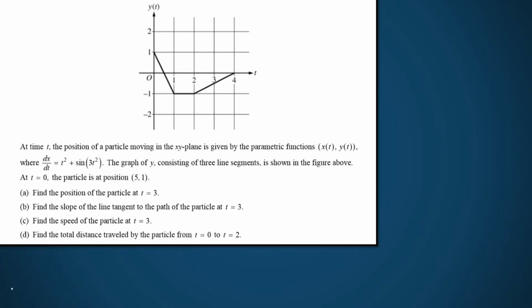We integrate dx over dt. If I integrate dx, that's going to give me my change in position of x. What else will I need? And plus 5. Okay, plus 5. So that's my starting position plus my change in position. Should give you my position at that time.